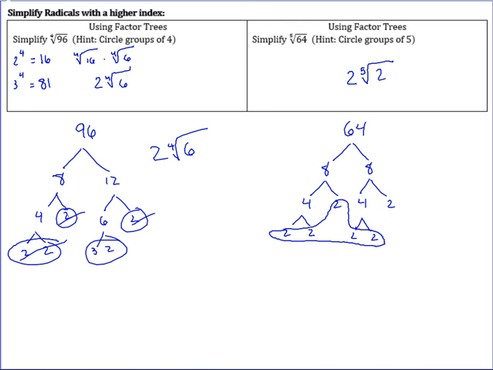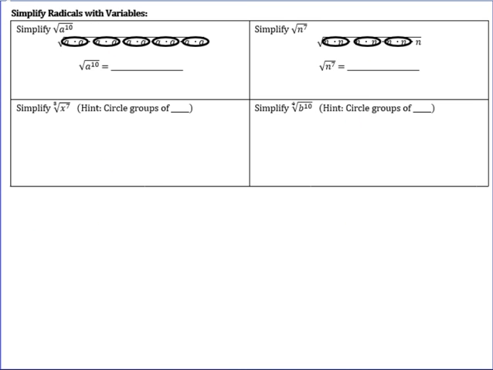Alright, so if we break 64 apart using a factor tree, and then I'm looking for groups of 5, so here are 5 2s, that goes on the outside. I have 1 2 over here left over, so that goes inside my root. Okay, and then simplifying radicals.